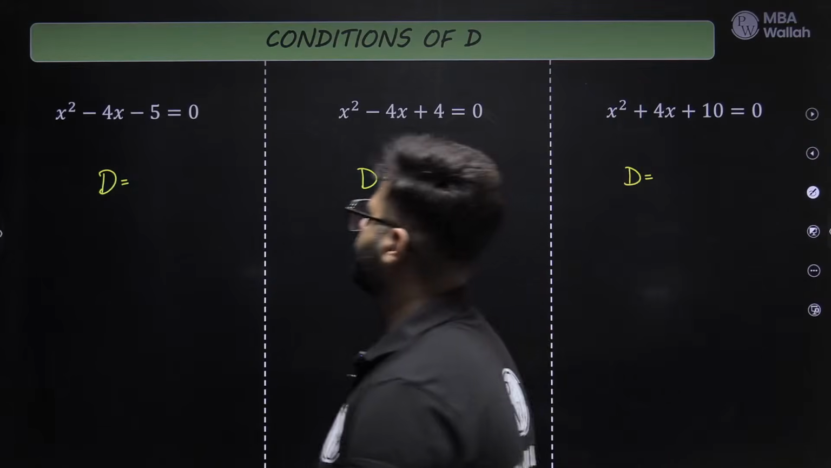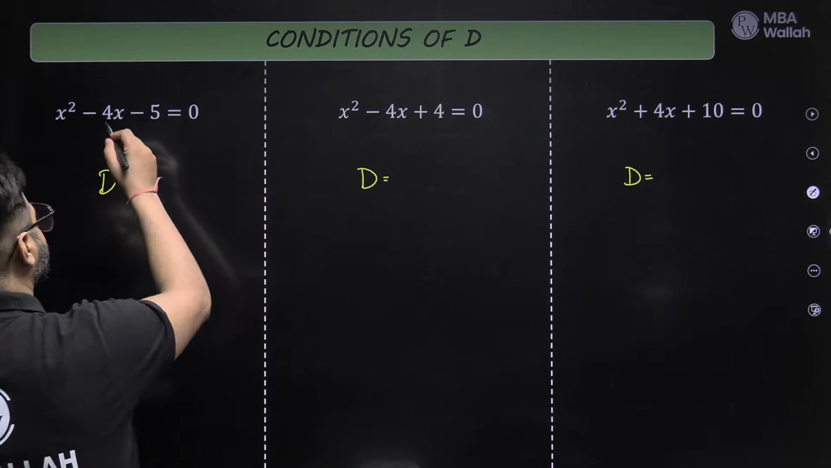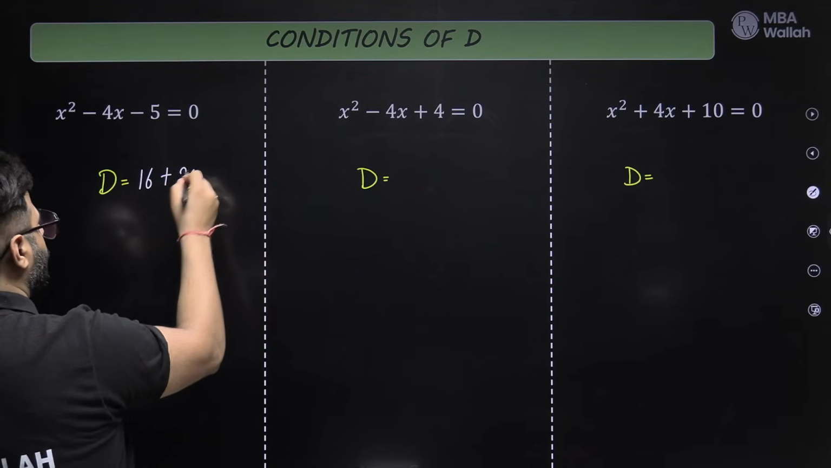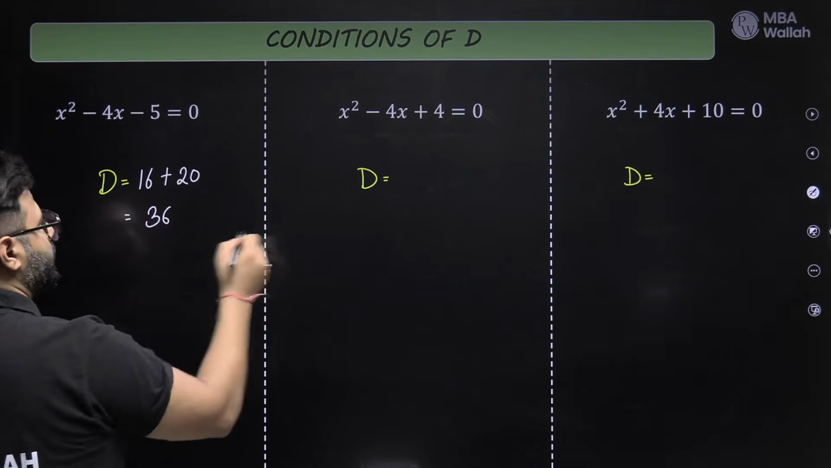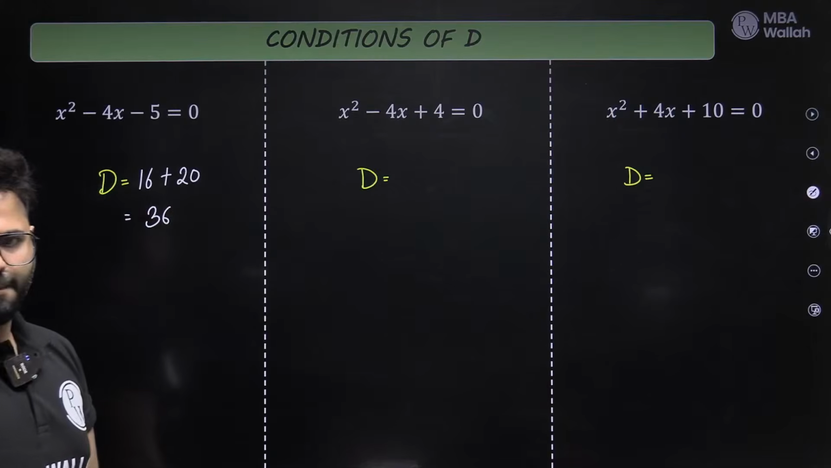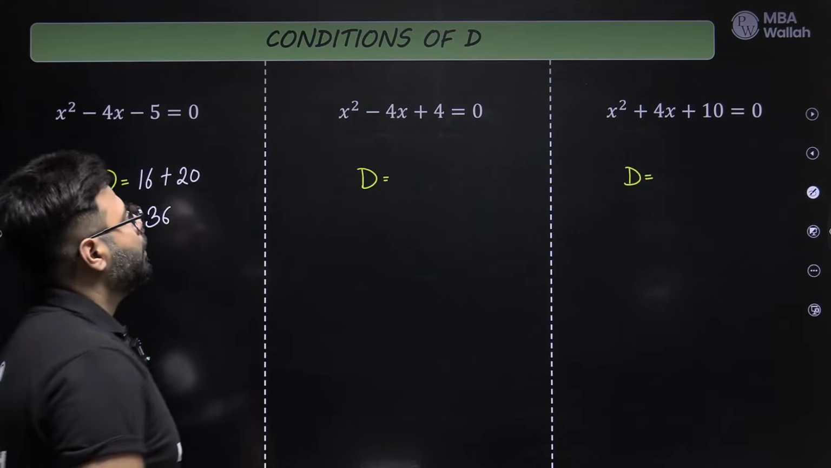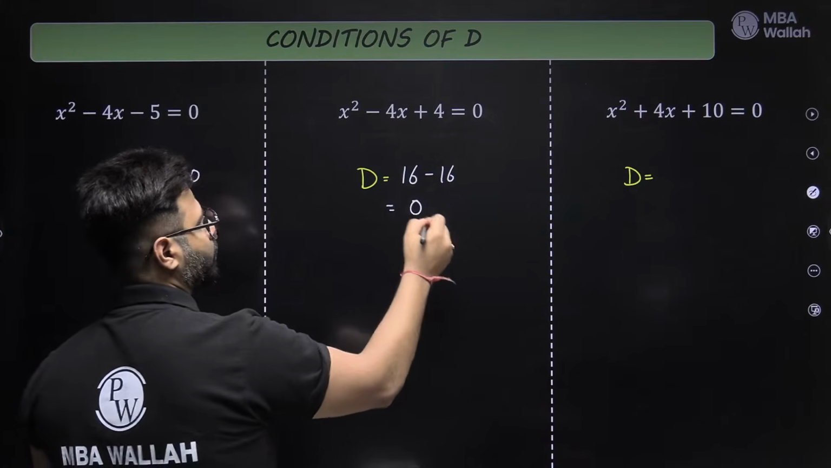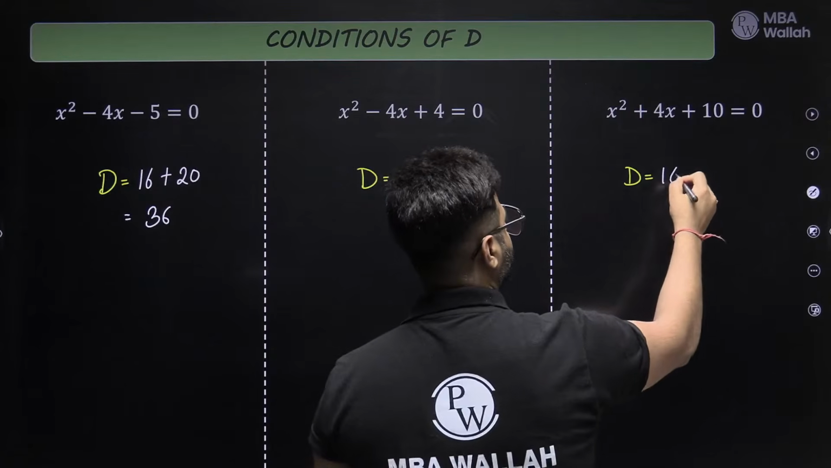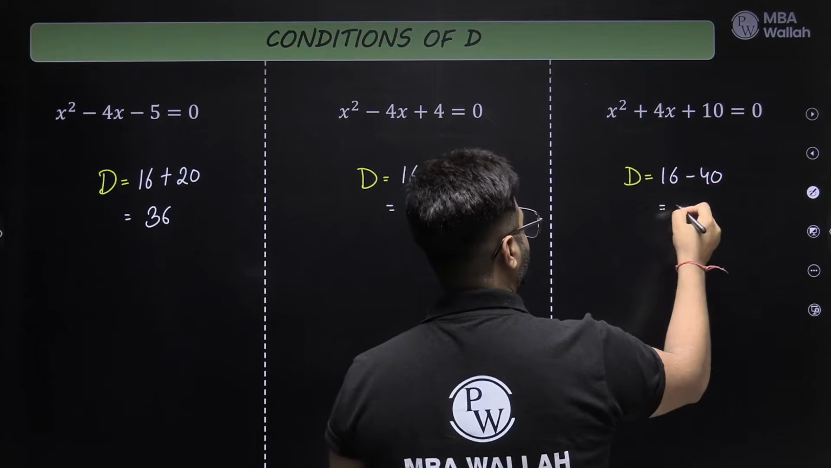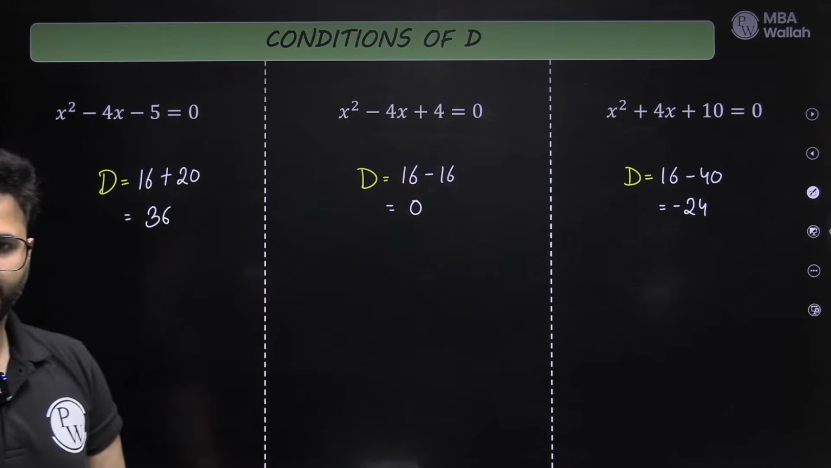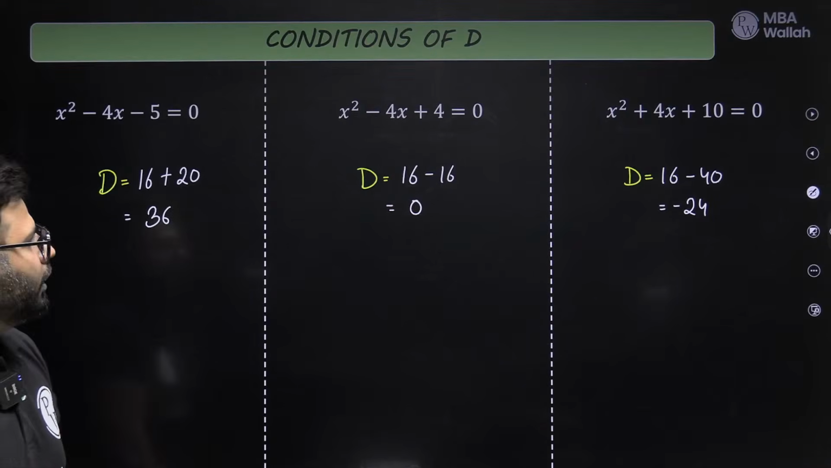D is 36, fantastic. So 4 square 16, minus 4 into minus 5 is plus 20. Now you guys are fast, that's great. D is 36. What about D here? B square 16, minus 4 into 4 is 16, that's 0. And what about this one? 4 square 16, minus 4 into 10 is 40, that's minus 24. Everybody getting the same values? Check the calculations. Getting the same values? Perfect.